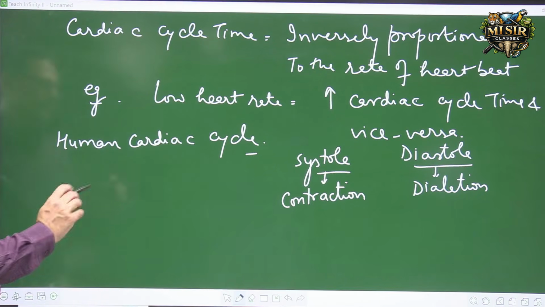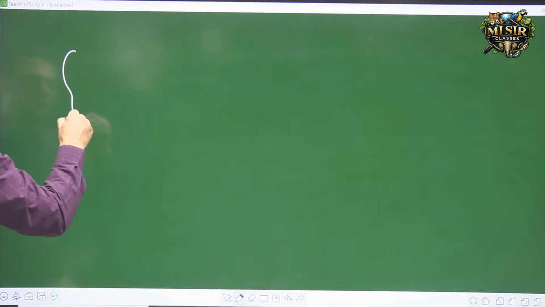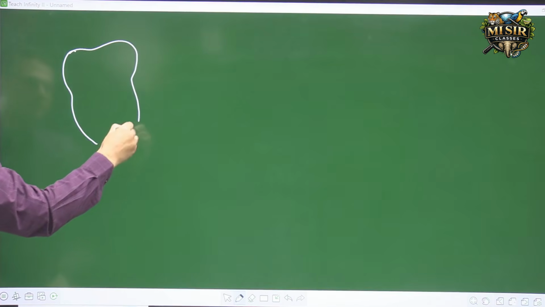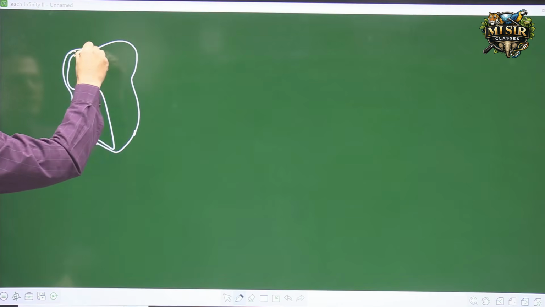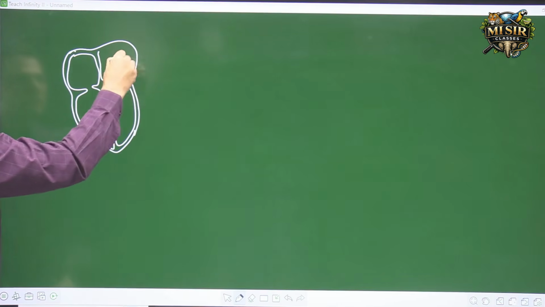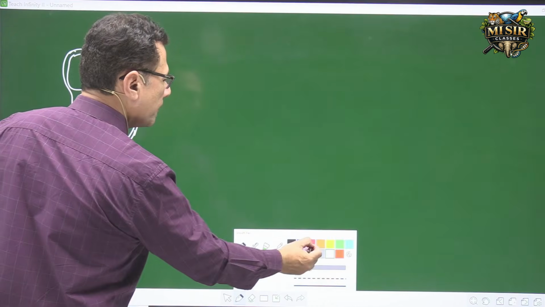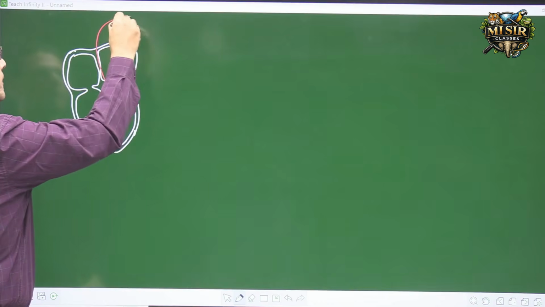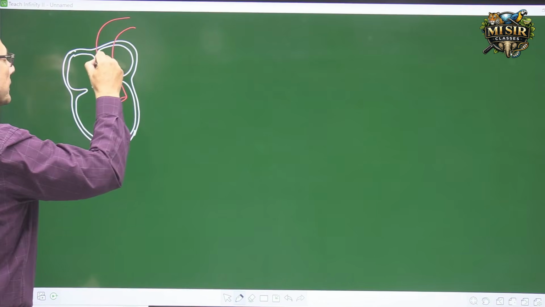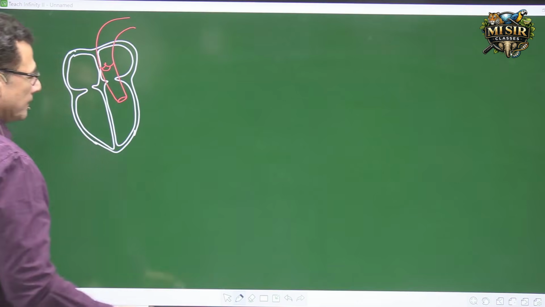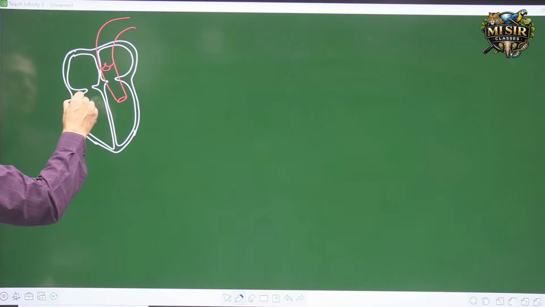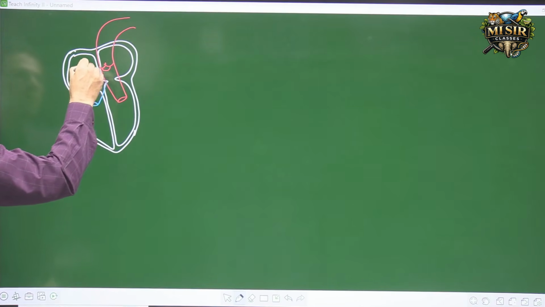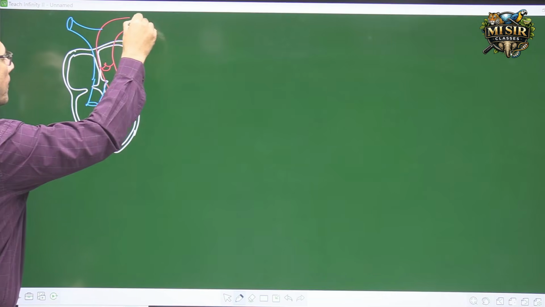So to understand this cycle, let us first see the overall view of the human heart and the circulatory pathway. Suppose there is a situation like this. This is the aorta, and this is the pulmonary arch.